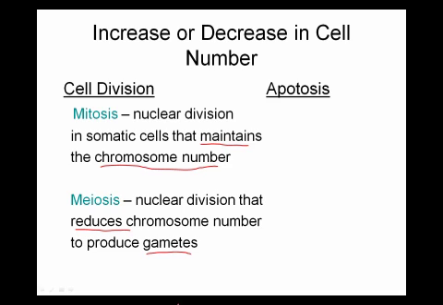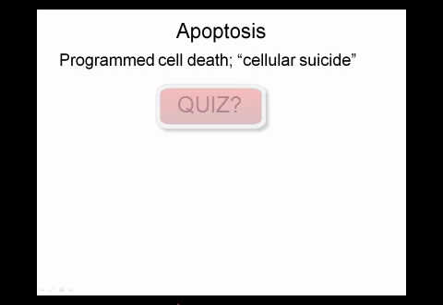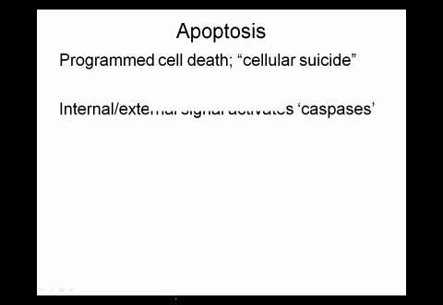A decrease in cell number is called apoptosis. This is programmed cell death or cell suicide. This is not cell death due to damage or illness or injury, but rather some programming that takes place that results in cells destroying themselves.